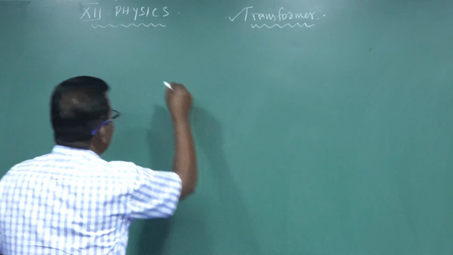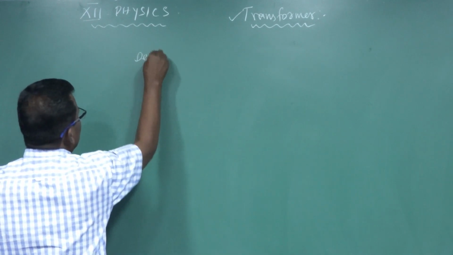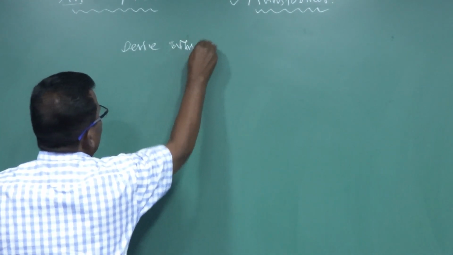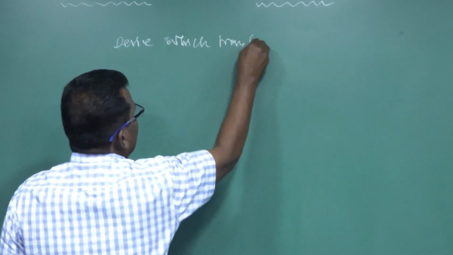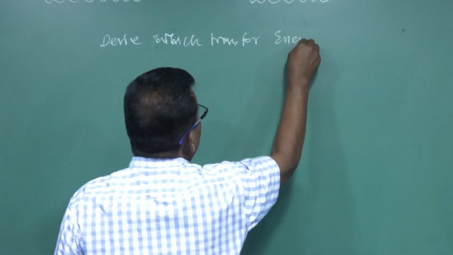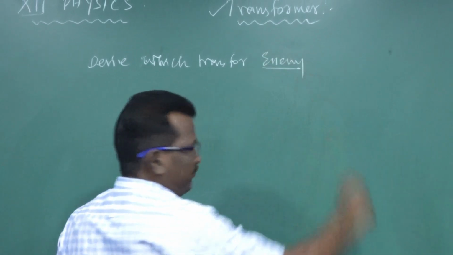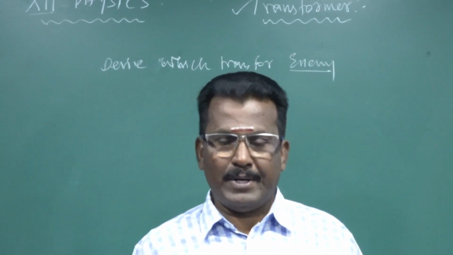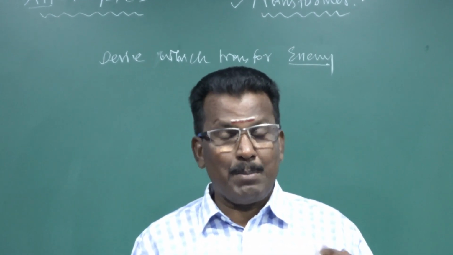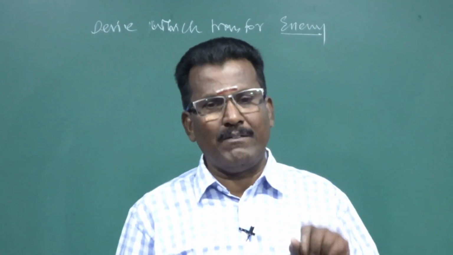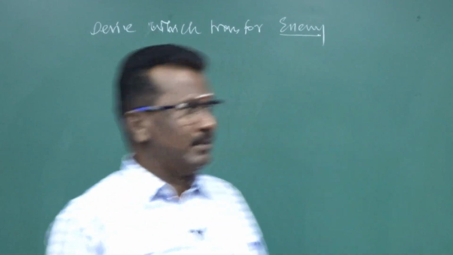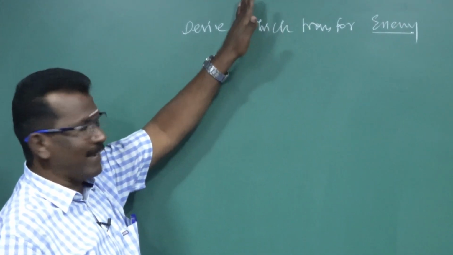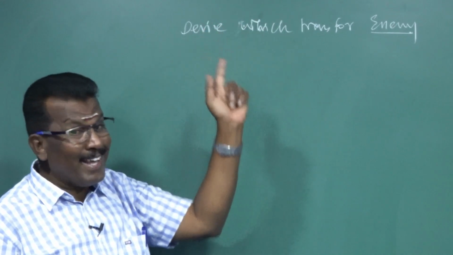So a transformer is a device that transforms energy. What energy? It is electrical energy. There are two kinds of transformer. One is the step-up transformer, another one is the step-down transformer. We are going to classify them later. First, what transforms? It is an electrical device which transforms electrical energy.